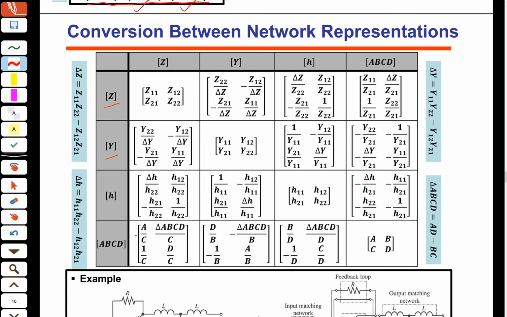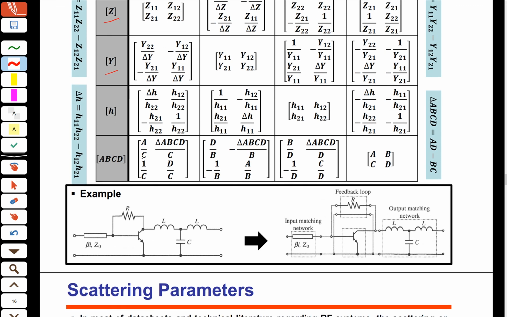This is an example. We have network 1, which is our input matching network. I have one transistor, which is the second network. The output matching network is the third network, and then the feedback is the fourth network.